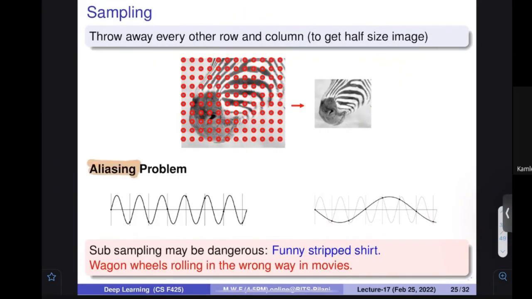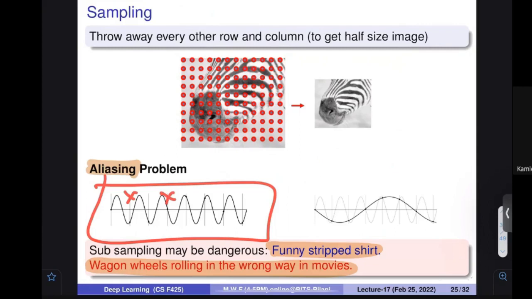This is not new to you. You have seen this, for example, in funny stripes on shirts and wagon wheels rolling the wrong way in the movies. You may have seen this. So let me give an example. Let's assume that this is what the signal is, and you are actually dropping these particular lines.